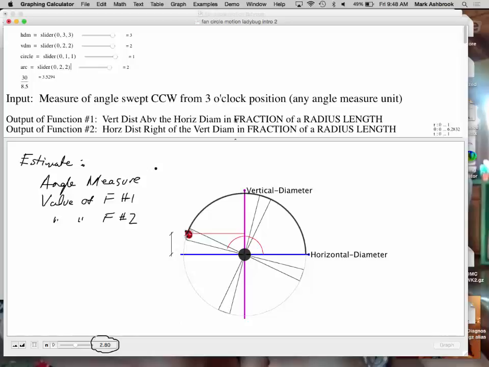Value of function number 1. What'd you say? 0.4. What do you think? Yeah, it's positive because it's above the horizontal diameter, and it's not quite halfway. And then number 2. Negative 0.9. It's almost all the way to the left as a fraction of the radius.